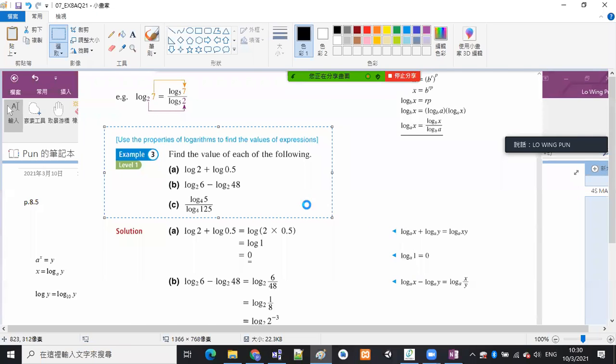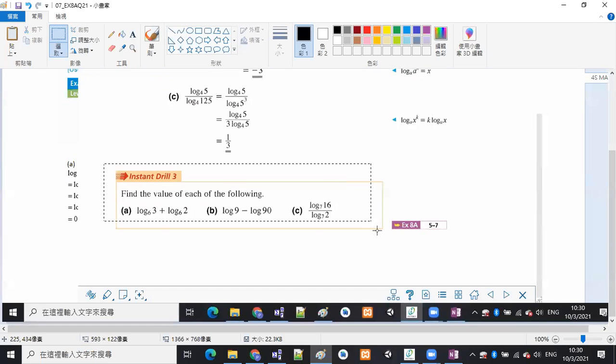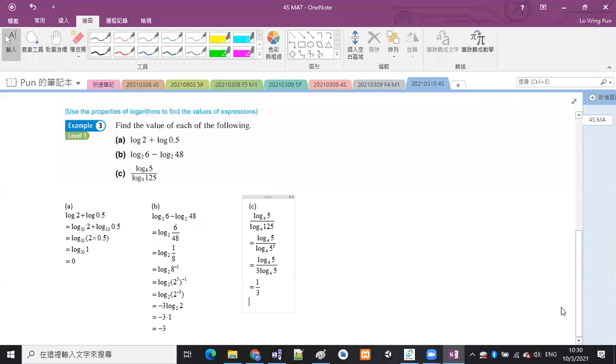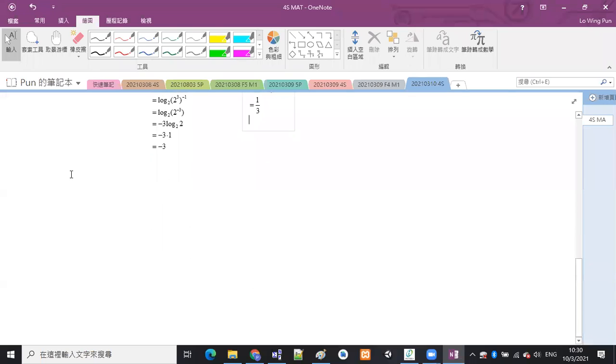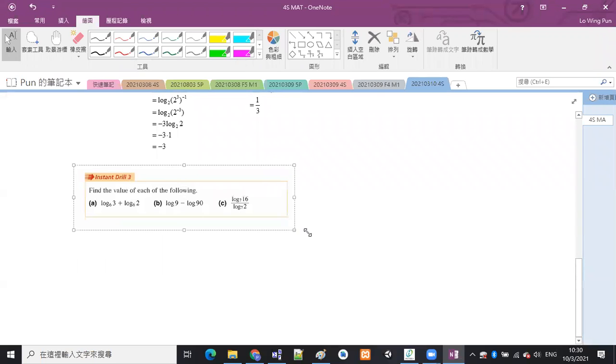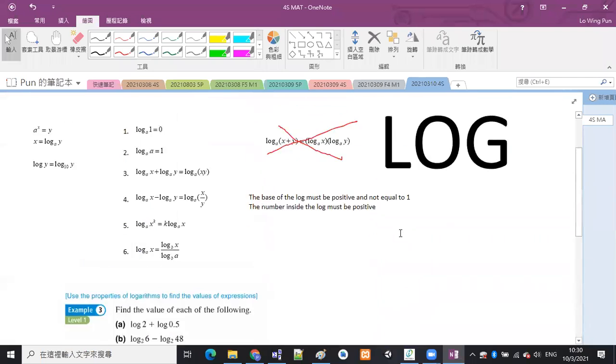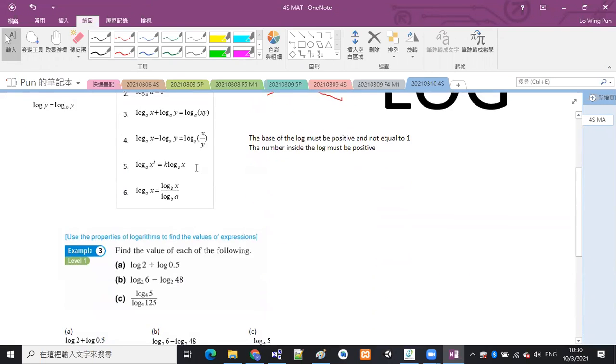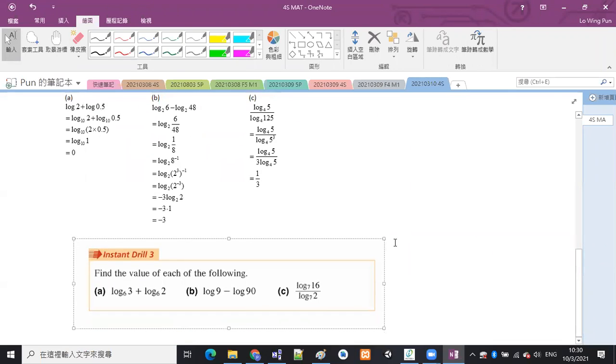Instant drill number 3. 慢慢嚟啊,做到啱為止啊。因為開頭其實一般嚟講,啲同學都會有少少亂嘅。但係你一定要 stick to 呢啲 properties,唔可以自己創一啲 properties 出嚟嘅。OK? So now I would like you to do the instant drill number 3, and please remember to upload your answer to the Math app. So I give you 3 minutes to do this.